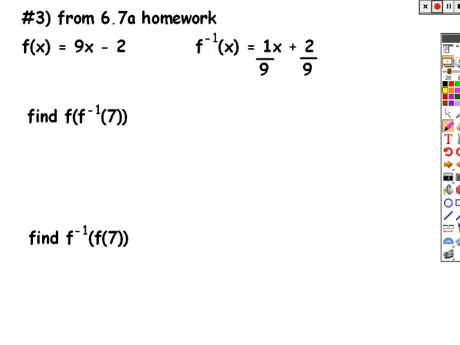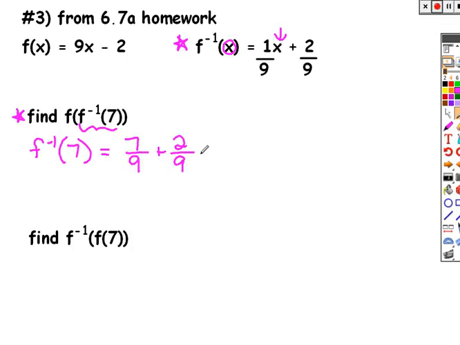Let's look at the homework from last night. Here's one of your homework answers, so you can actually check to see if you got that right. That should be your inverse equation. Let's say I want to find f of f inverse of 7. So I'd want to start at the innermost parentheses, and let's find f inverse of 7, meaning I want to take my inverse function and plug in 7 anywhere I see x. So I'd have 1 times 7, or 7 over 9, plus 2 over 9. Add your fractions, so add your numerators would give you 9 over 9, and that would just be 1.